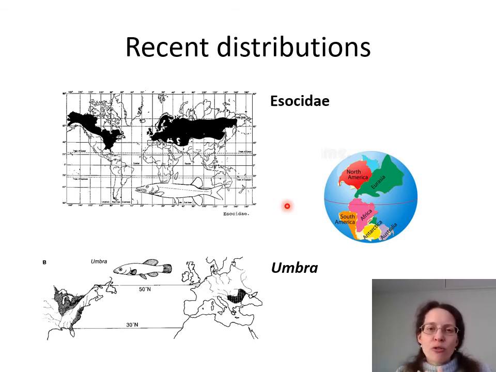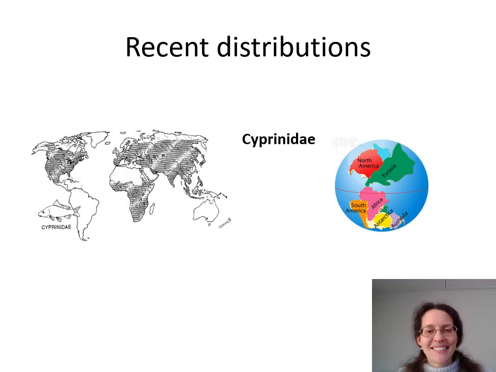And then we take the Esociformes and we kind of put them with the Neoteleosts sometimes, and sometimes they go with the Salmoniformes, and we're not really sure where they belong. But they're one of the earlier lineages, so they would have been around longer, so it makes sense to see that distribution in these older lineages.